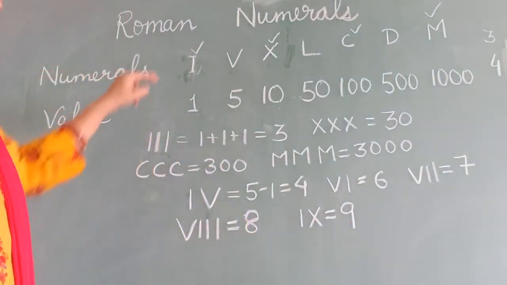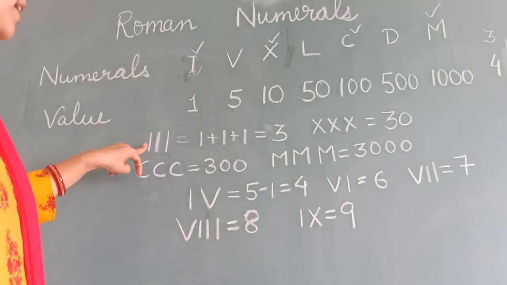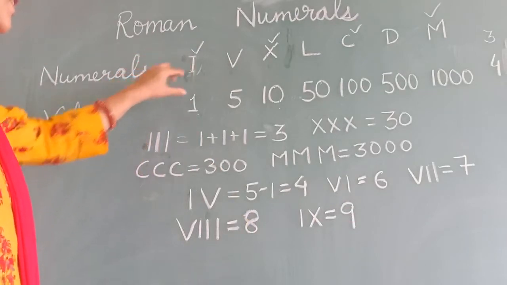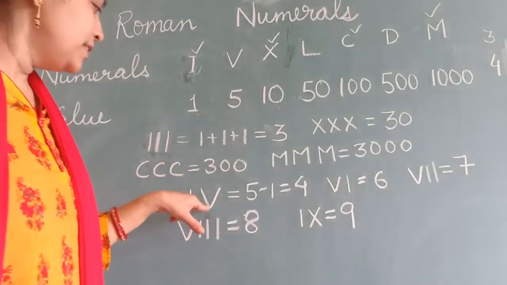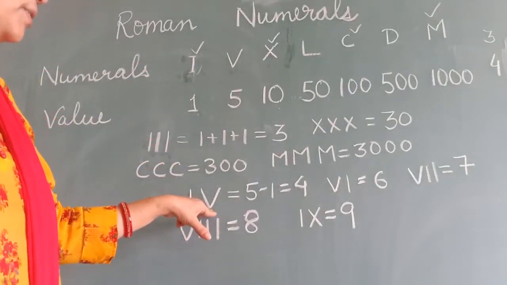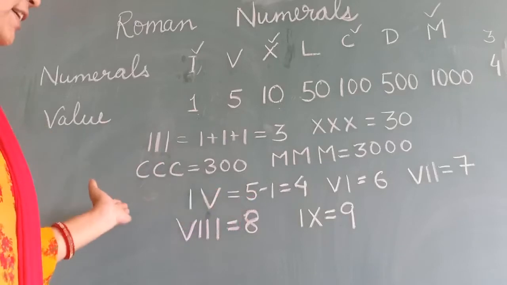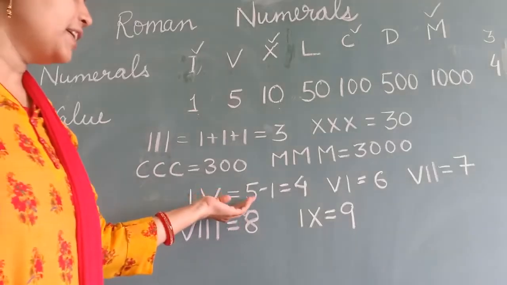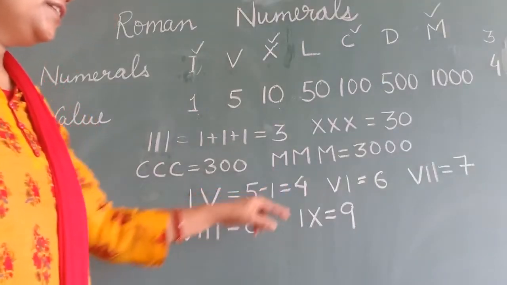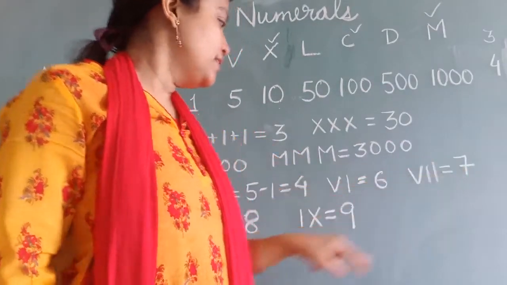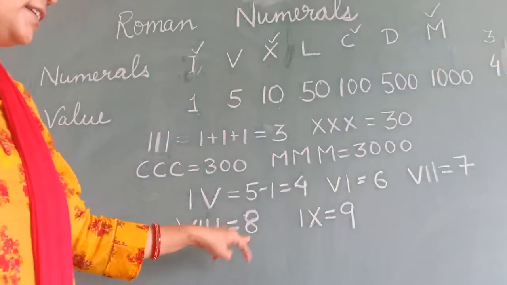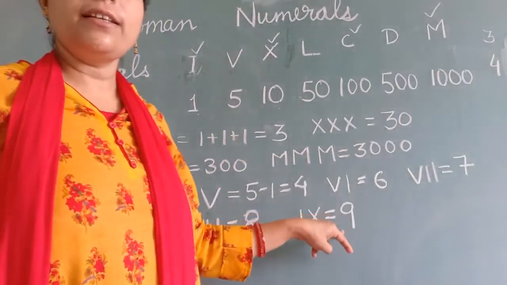So you can see 1 we have written by writing 1 time I, 2 by writing 2 times I, 3 by 3 times I, 4 like this, I and V, because when we are writing on the left hand side, that means we are subtracting: 5 minus 1 is 4, 5 plus 1 is 6, 5 plus 2 is 7, 5 plus 3 is 8, and here 10 minus 1 is 9.